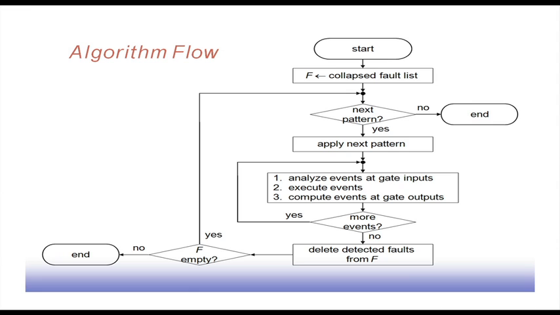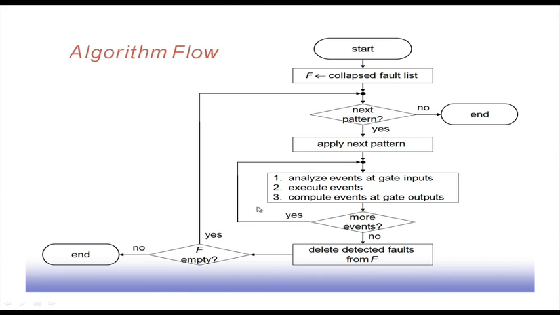The flow of the algorithm is simple. It starts with the collapsed fault list and gets the next pattern. Apply the next pattern, then analyze events at gate inputs, execute events, compute events at gate outputs, and more events. Then it will again analyze events. That way it goes.